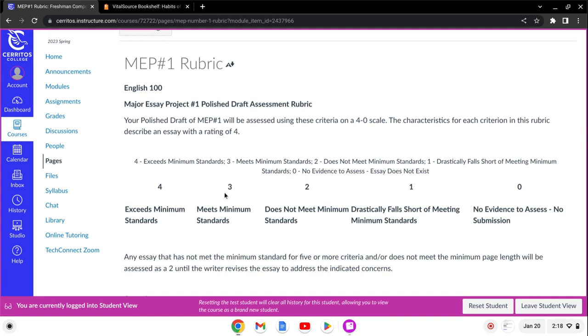A 3 means that the minimum standards have been met. A 2 means that the minimum standards have not been met. A 1 means that the standards usually haven't even been attempted, and so they drastically fall short from being met. And then a 0 just means that there's nothing there for me to look at. There's no submission, so the student didn't submit the essay, so I can't assess it. So again, these are not points. They're just numbers that represent these characteristics, okay?